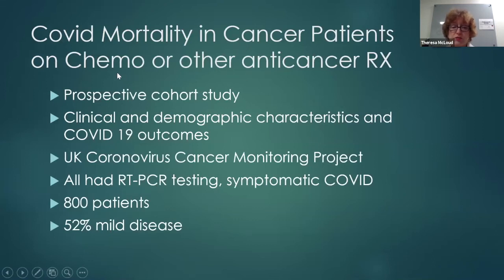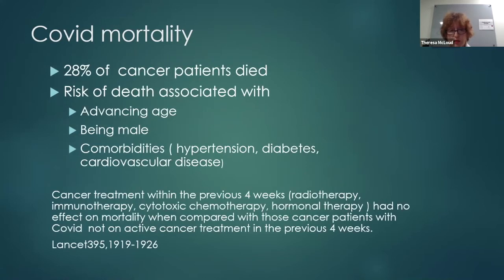Now, we talk about anti-cancer treatment and chemotherapy, and Brent has already alluded to this, but the prospective cohort study looking at the clinical and demographic characteristics and COVID-19 outcomes in cancer patients. This came from the UK, from the Coronavirus Cancer Monitoring Project. And they looked at cancer patients, all of whom had positive PCR testing, and all were symptomatic with COVID. Study of 800 patients, about half had mild disease, but 28% of the cancer patients died, again in that range of about 25 to 30% when they develop it.